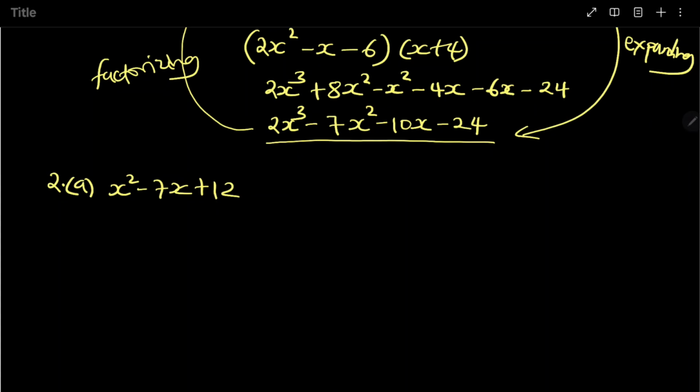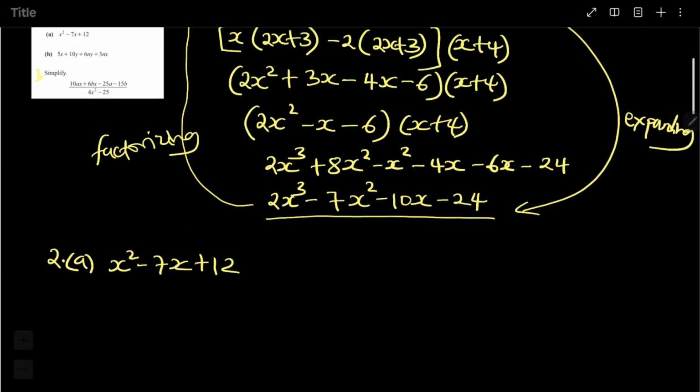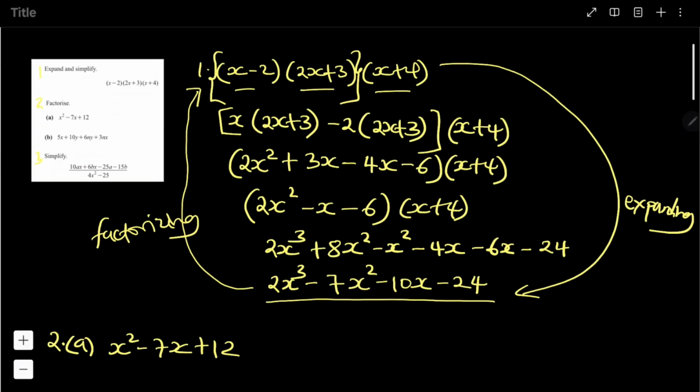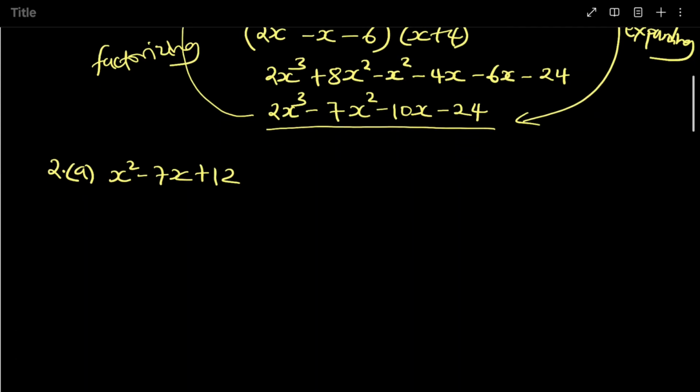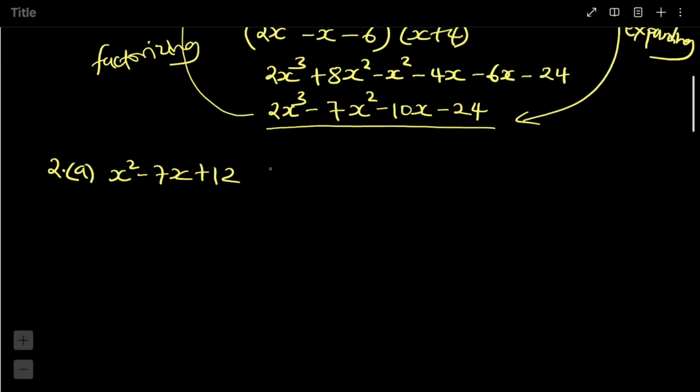Since there is a square there, it means we're going to have 2 brackets. This became a cubed because we are multiplying 3 brackets and each bracket had an x in it. So basically, when you think of factorizing, we're going to use a factorization method that I call sum and product. Okay, this is the method that we're going to use in this case.